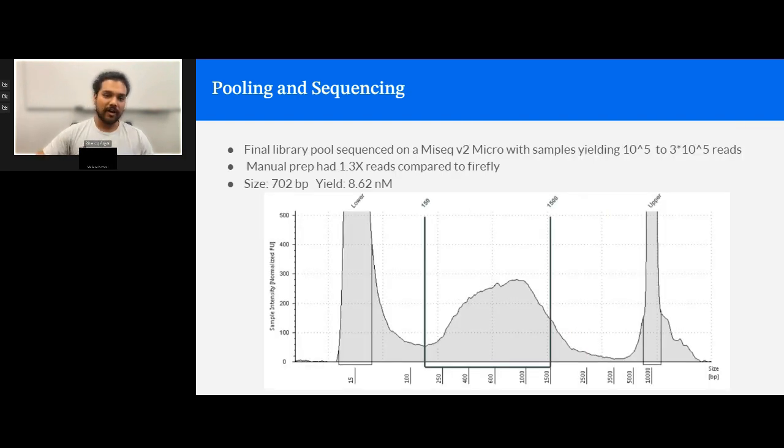So this is what the final pool looked like, with a size of around 700 base pairs and a yield of around 9 nanomolar. This was then sequenced on a MiSeq V2 Micro to get an average of 110,000 reads per sample. The manual samples did get 1.3x more reads on average, so the differences in the total read count or the genes detected can be accounted to this difference in read depth.